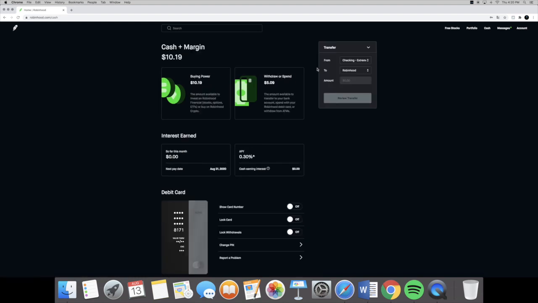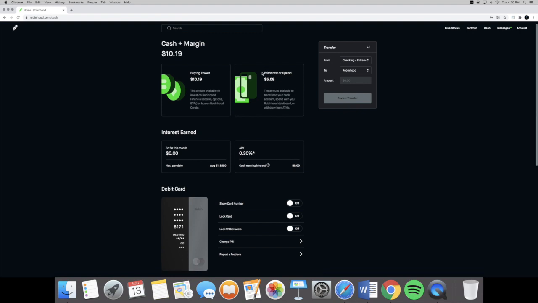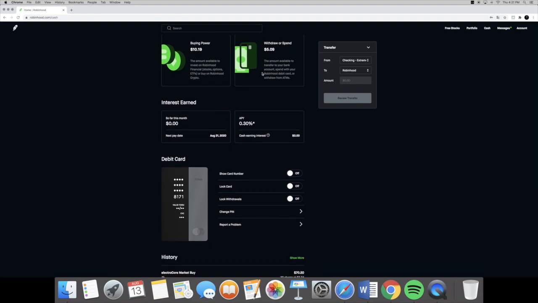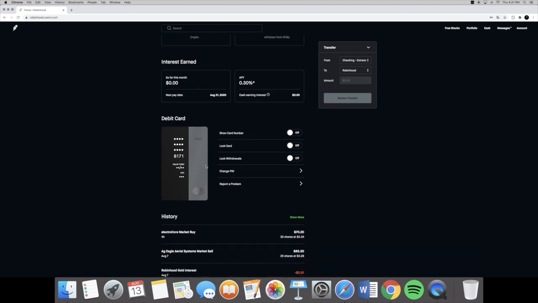Now here in cash, one of the pretty cool things about Robinhood, I'm not a big fan, but you can have a debit card with them. So whenever you're trading and you take your money out, you can use that money right away with this debit card instead of waiting 2 or 3 days to hit your bank account. Plus, you get like a 0.30% annual percent yield. It's not a big deal, but that's something you can do.